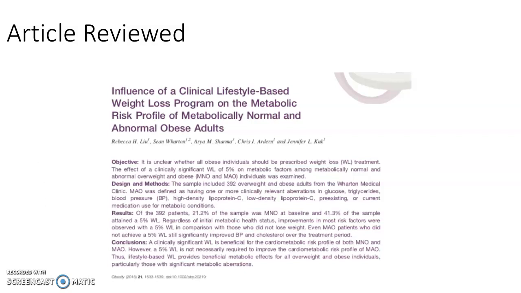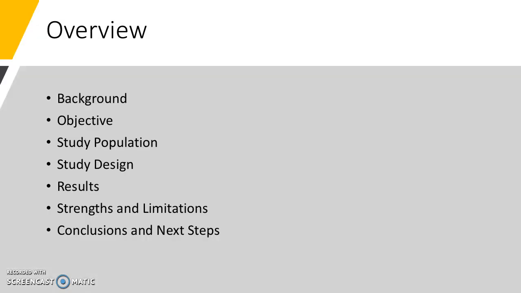So the main overview and purpose of this study was just to investigate whether the gold standard treatment for obesity, that 5 to 10% weight loss, would be as beneficial for metabolically normal obese adults. So I'll be talking about the background, the objective, study population, study design, results, strengths and limitations, and the conclusions and next steps.